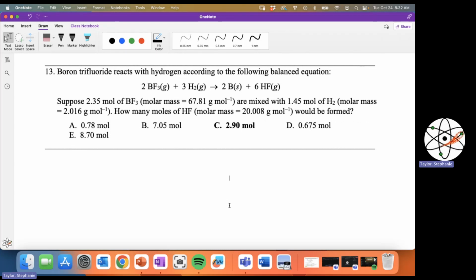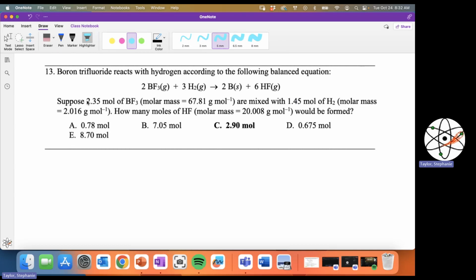Boron trifluoride reacts with hydrogen according to the following balanced equation. Suppose 2.35 moles of boron trifluoride are mixed with 1.45 moles of hydrogen, how many moles of HF would be formed?